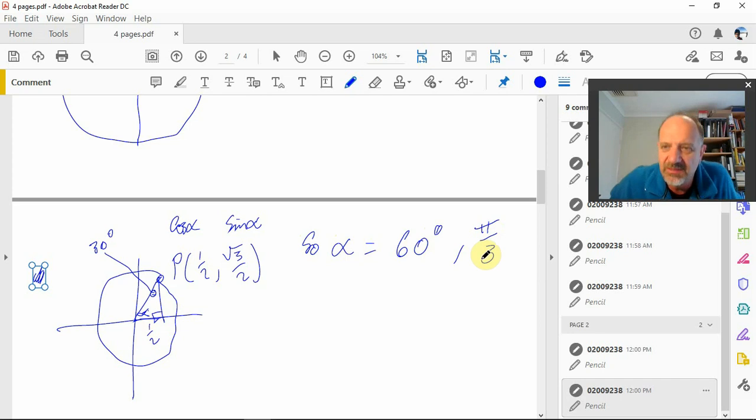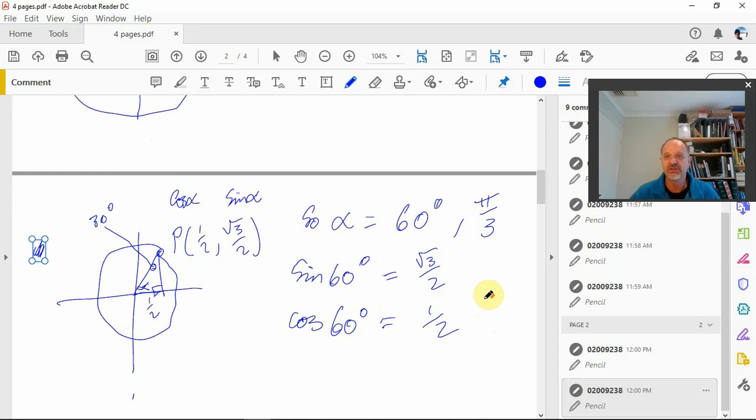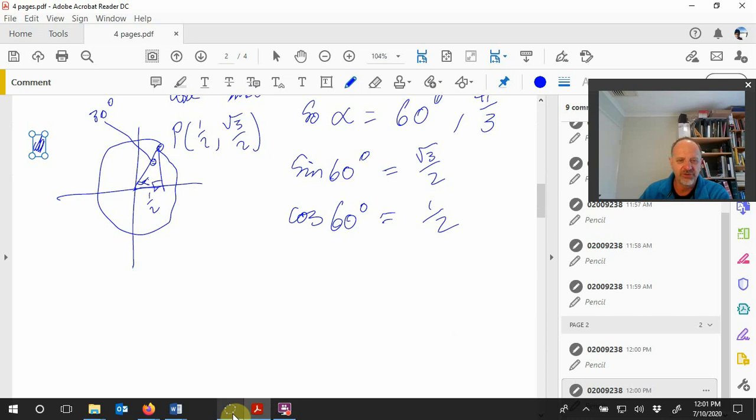And so we've got some exact values for sine and cos of 60 degrees. So sine 60 degrees, the exact value is √3/2, and cos of 60 degrees, the exact value is 1/2. Also, there are some for 45 degrees as well, but I won't go into those. All right, so let's have a look at this GeoGebra.